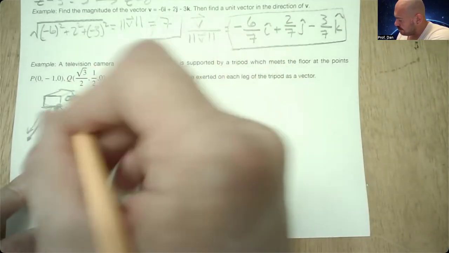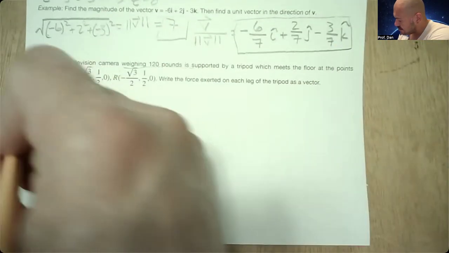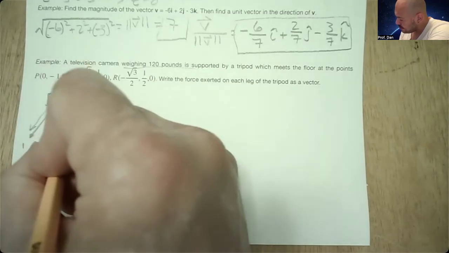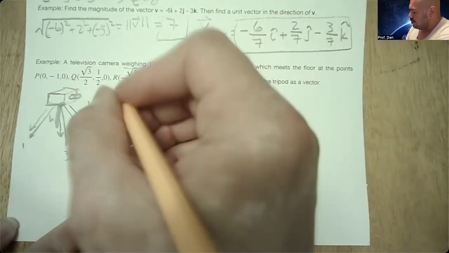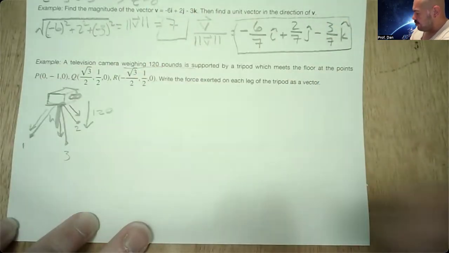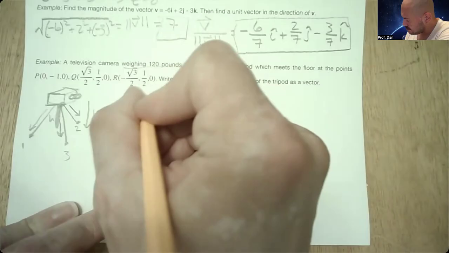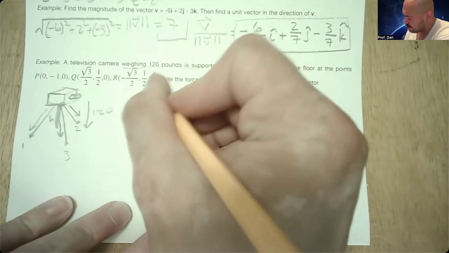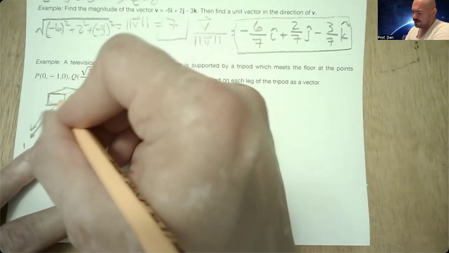To do that, we would pick our favorite vector. Why don't we just do it for each of them? We'll call this leg number 1, number 2, and number 3. Actually, I don't even need those labels. Let's just use P, Q, R. So for P, our initial point is going to be the coordinate of this camera.